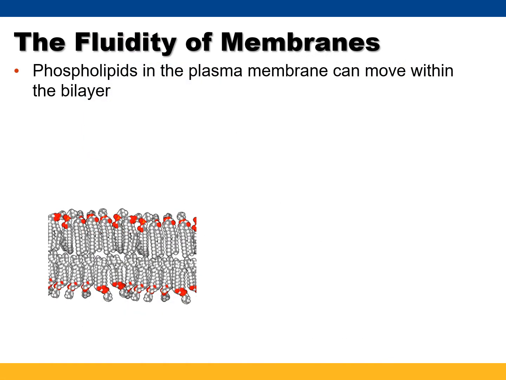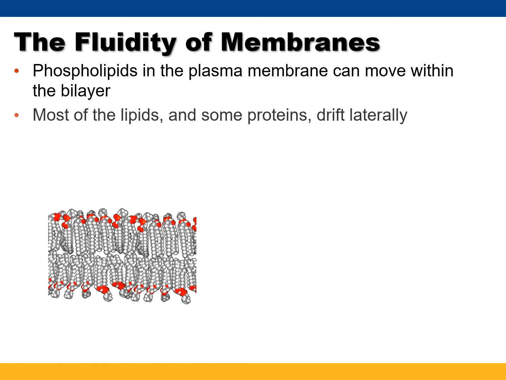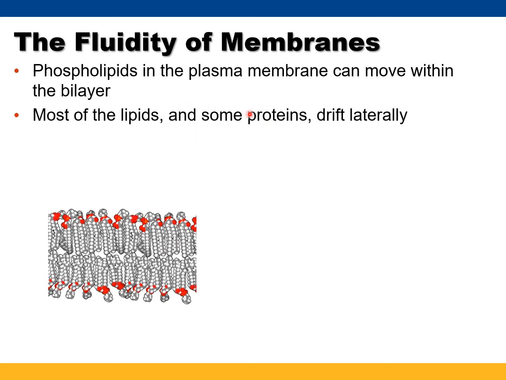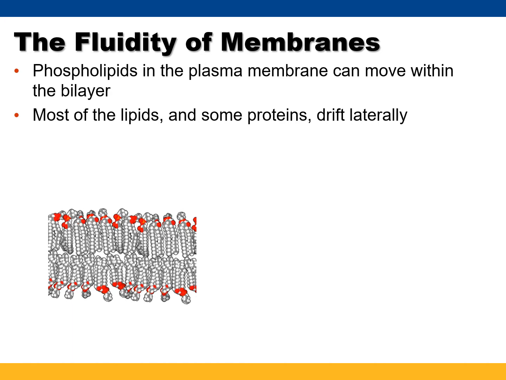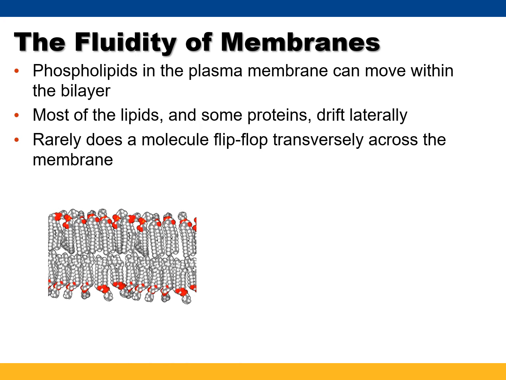But the idea of this fluidity is a lateral fluidity. These things can move sideways, but they can't move vertically. They can't flip from leaflet to leaflet. So the lipids, maybe some proteins, if the proteins are not anchored to any other structures. If they're anchored to a cytoskeleton or they're localized in what we call a lipid raft, where we have a sort of an enrichment of a certain kind of phospholipid, the proteins will stay relatively still. If they're not tethered down, then they'll drift around laterally.